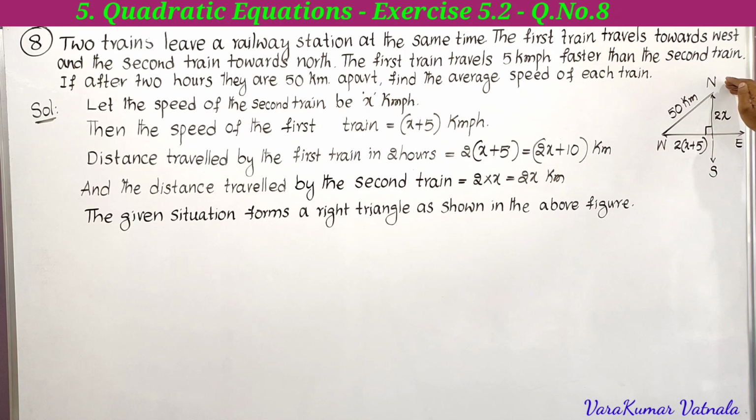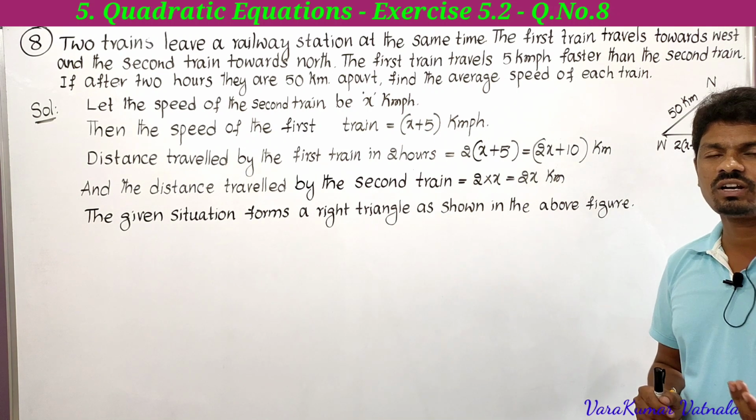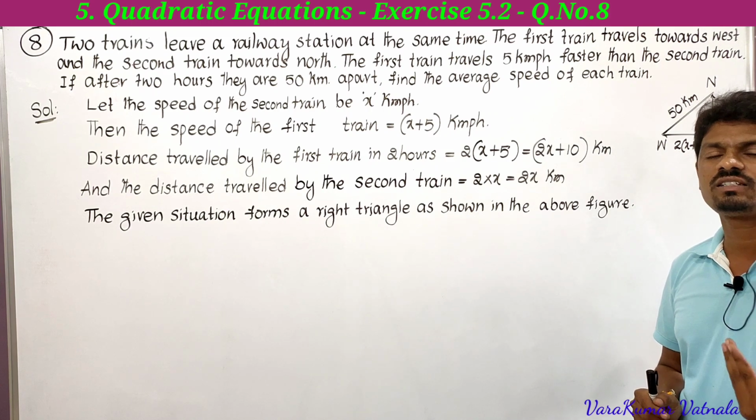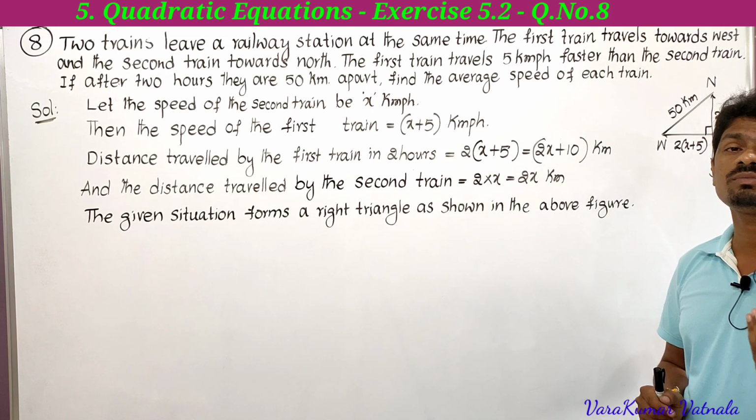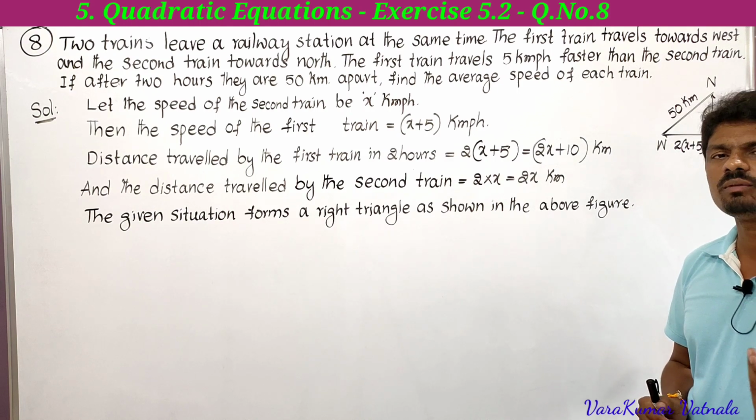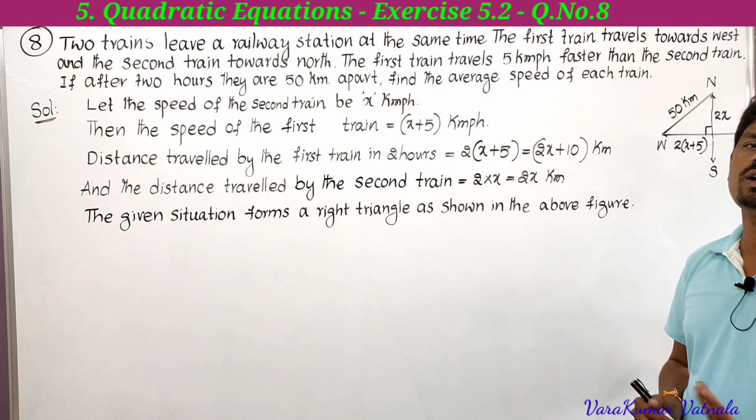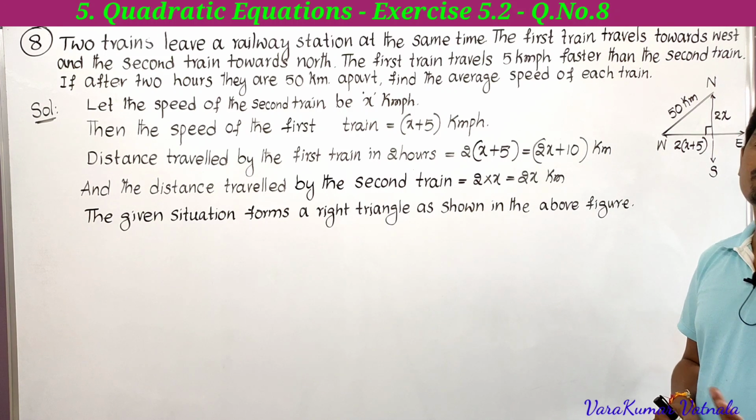Here he is comparing the speeds. The speed of the first train is 5 km per hour faster than the second train. So if the speed of the second train is 10 kmph, then the first becomes 15. If the speed of the second becomes 20, then the first becomes 25. So it is 5 km faster.